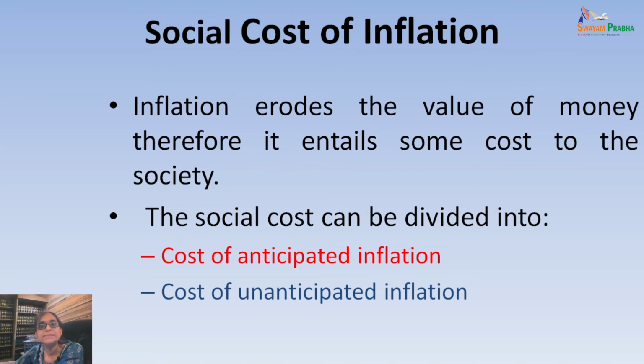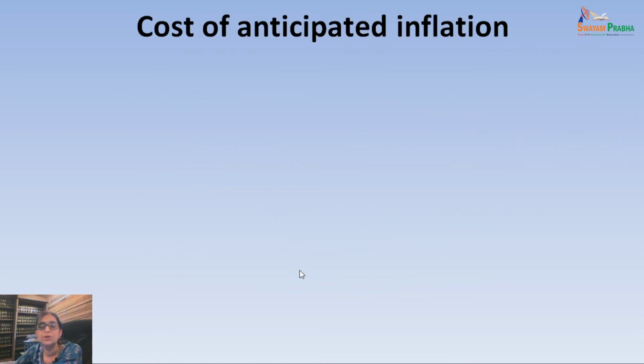So, what we are saying is that inflation is reducing the value of money. It is eroding the value of money. Therefore, in the society, there will be some type of adverse effect that we measure by dividing this cost into two heads: cost of anticipated inflation and the cost of unanticipated inflation. Now let us understand the concept. What is the cost of anticipated inflation?